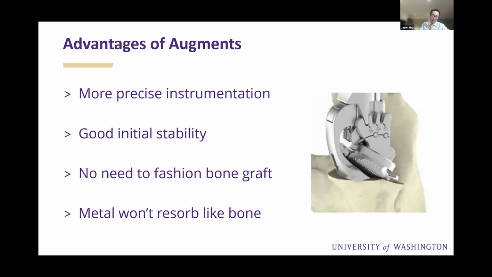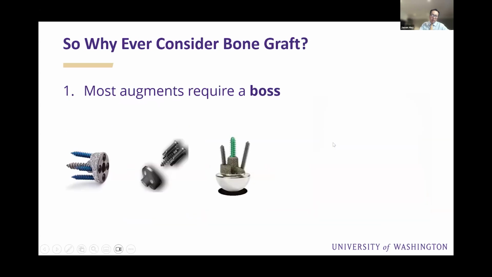Mainly, there's more precise instrumentation. There are specialized reamers. You put a guide pin in here, and there are reamers that can make sure that your augment is in the perfect spot, and you can be really precise with it. Because the augment is part of the base plate, there's no need to fashion a bone graft. And unlike bone, which can potentially resorb, you don't have to worry about that with an augment, it being metal.